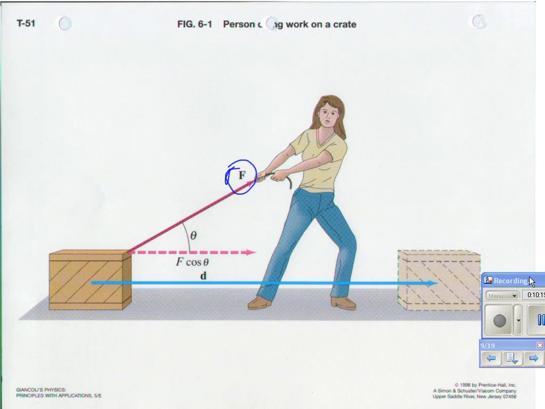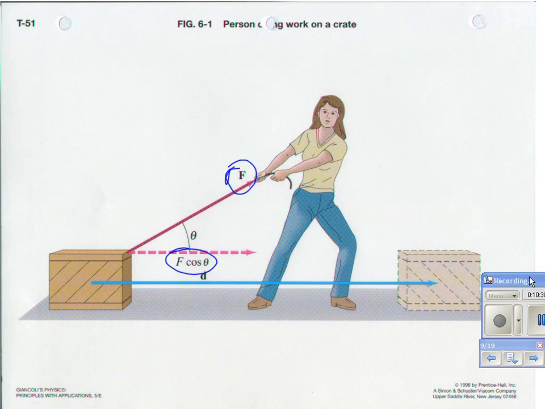So in order to figure out how much work she did, what we really need to find out is the force that she applied in the direction that the box moved. And that's where that cosine comes in. We take a vector, we break it down into its components. We figure out the force in the direction of motion times the distance it moves in that direction. That tells us how much work she did.